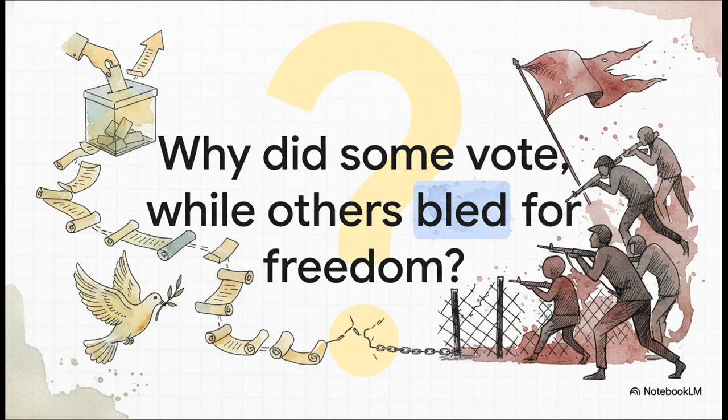So here's the core mystery we're looking at today. Between 1945 and 1980, why did some nations literally vote their way to freedom while others had to fight grueling, bloody wars for it? Decolonization wasn't just one single event. It was a massive spectrum. We're going to unpack the hidden structural rules that really dictated which path a colony was forced to take.